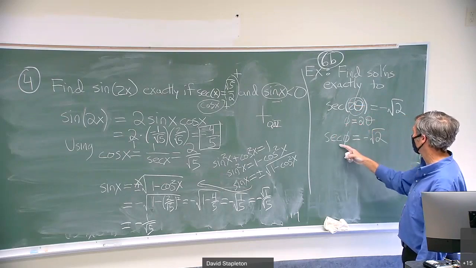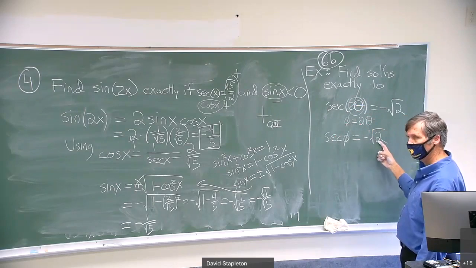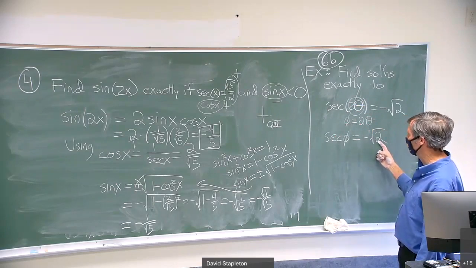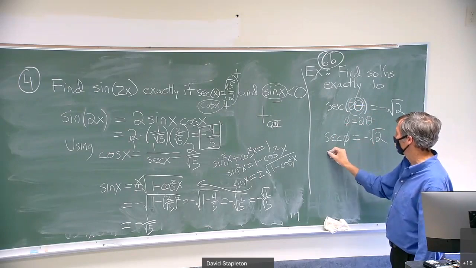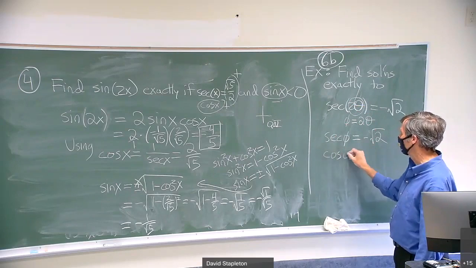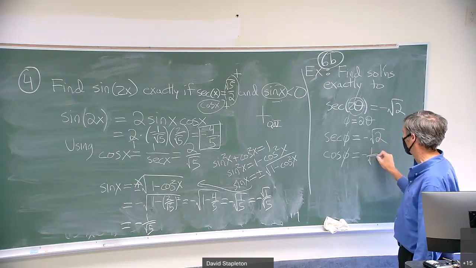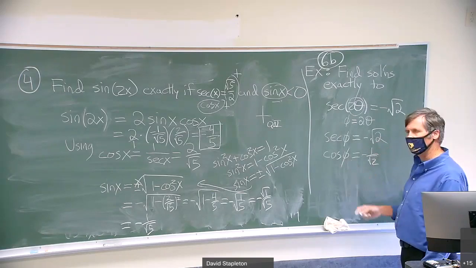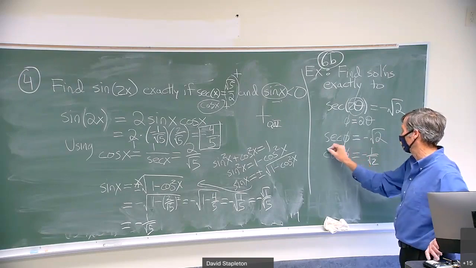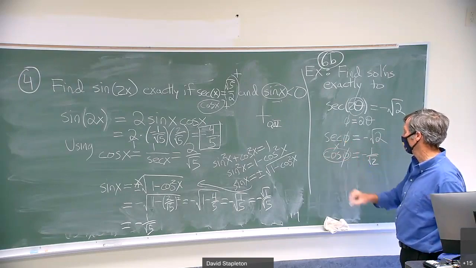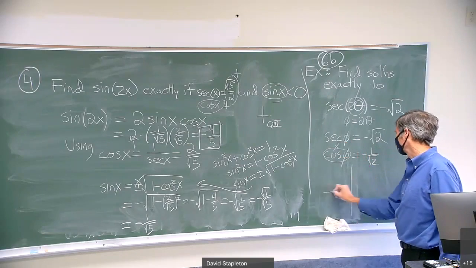How do I solve secant of an angle equals a number? Remember, for secant and cosecant, you just write the reciprocal. So I'll rewrite this as cosine equals the reciprocal, which is minus 1 over square root 2. Now I can solve this on the unit circle, right? Because after all, cosine is the x-coordinate of the unit circle.